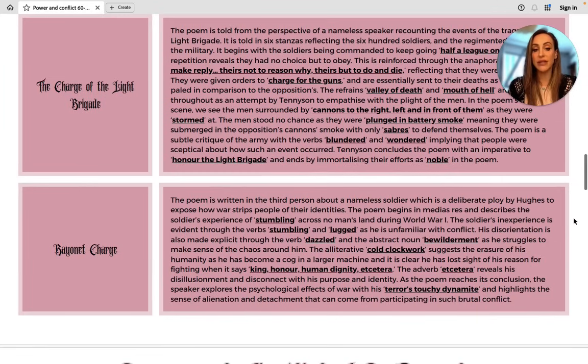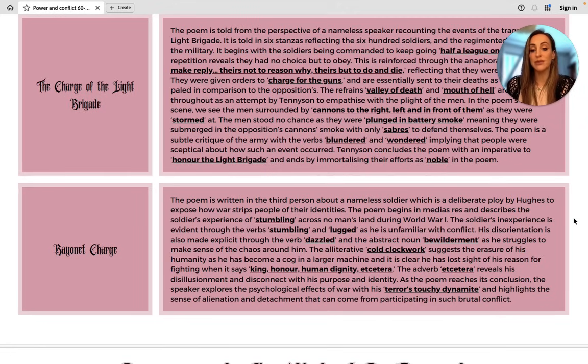The poem is written in the third person about a nameless soldier, which is a deliberate ploy by Hughes to expose how war strips people of their identities. The poem begins in medias res, so in the middle of the action, and describes the soldier's experience of stumbling across no man's land during World War I.